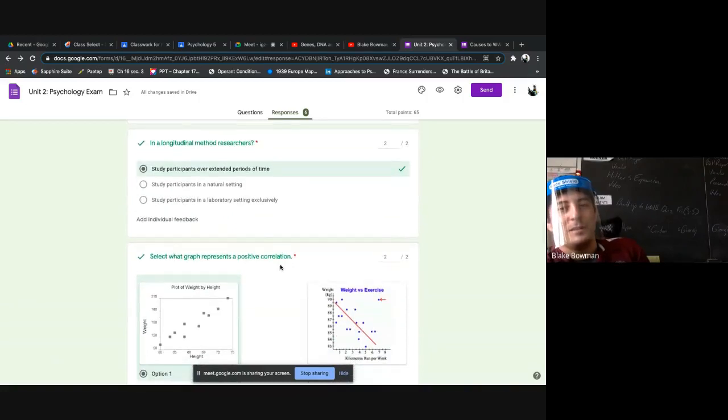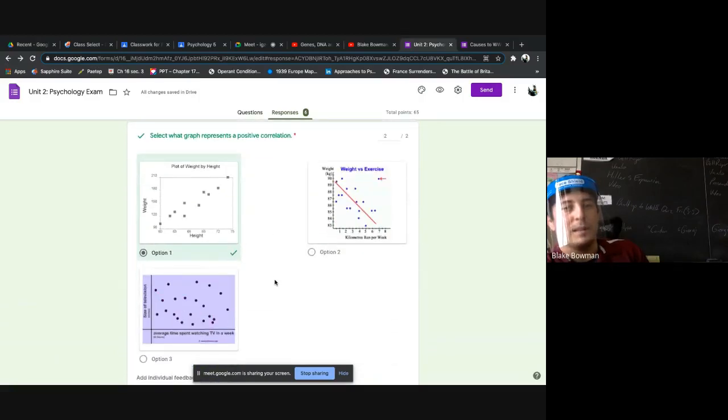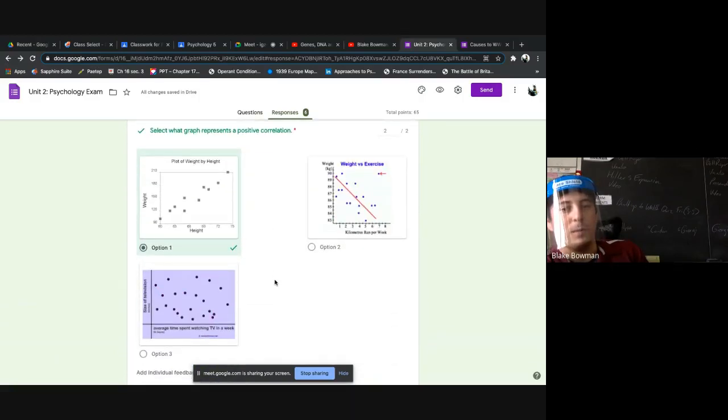All right. In a longitudinal method, researchers study participants over an extended period of time. We know that. All right. So select what graph represents a positive correlation. Option one, it's rising in the right corner, and the variables seem to represent themselves pretty well. The correlation seems pretty strong here with height and weight.